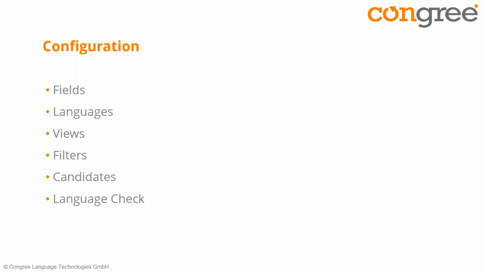So what do we want to configure? Of course, we want to configure a couple of fields or categories or metadata, you name it. You will see in a moment that Congree comes along with a base set of fields that are reasonable and necessary to manage terminology. But of course, you might have different ideas how you want to classify both concepts and terms inside of a terminology management system. And of course, we need to configure all the languages we want to use.